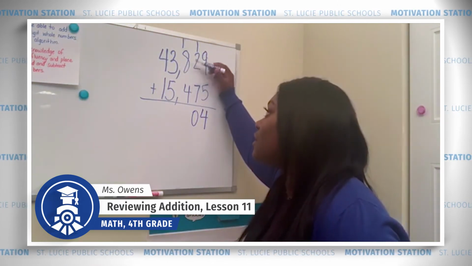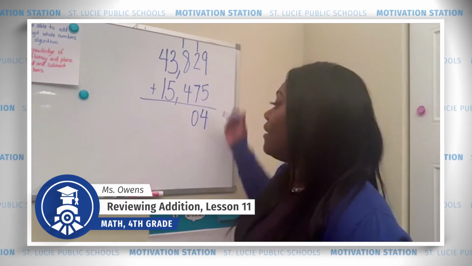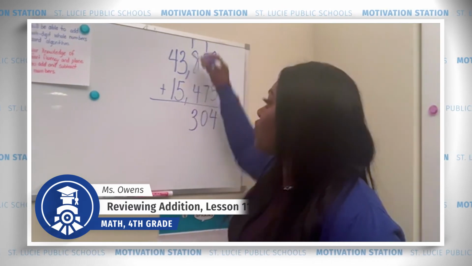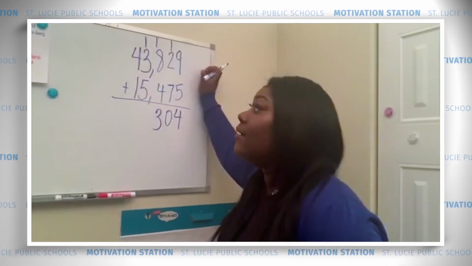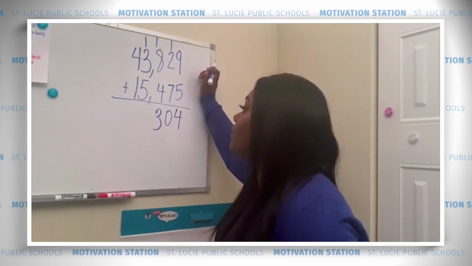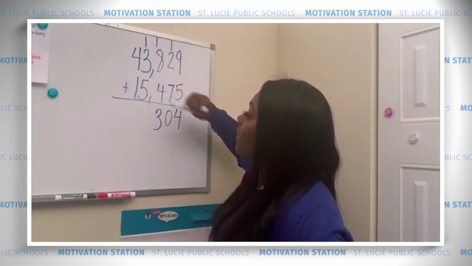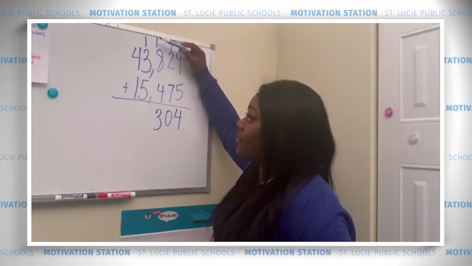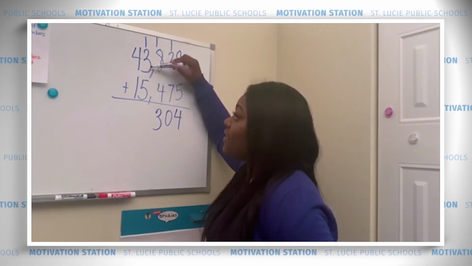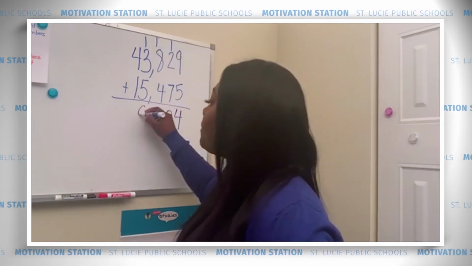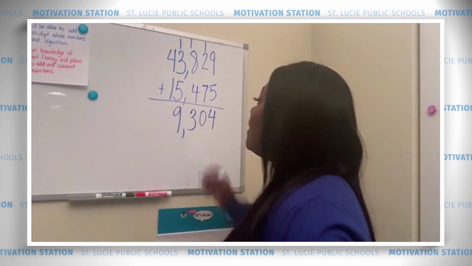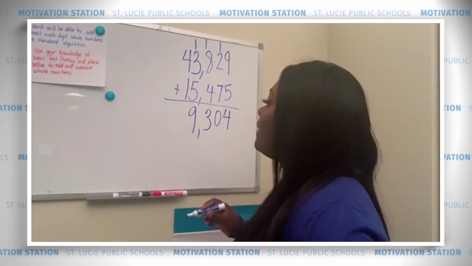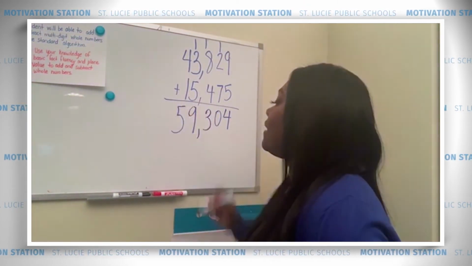So here I have 8 hundreds and 4 hundreds. That's 12 hundreds, plus 1 more hundred is 13 hundreds. I'm going to keep 3 of those hundreds, regroup 10 of them to make 1,000. We know that 10 hundreds is the same thing as 1,000. Now we're going to add the thousands place. We have 5,000s, 3,000s, and 1,000. 5 and 3 is 8, plus 1 more equals 9. Bring my comma down. Coming over to the 10,000s place, 4 10,000s plus 1 10,000 equals 5 10,000s.